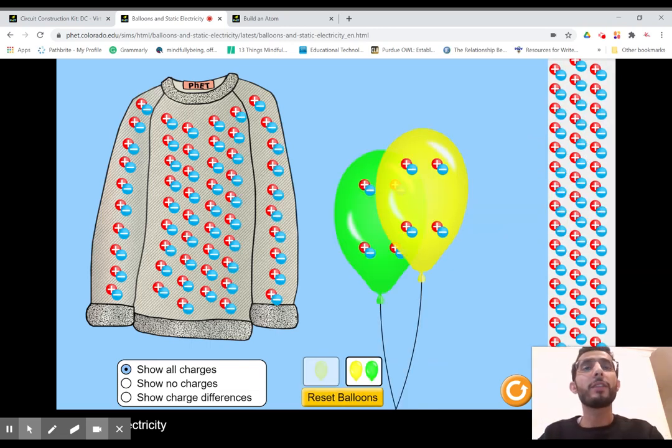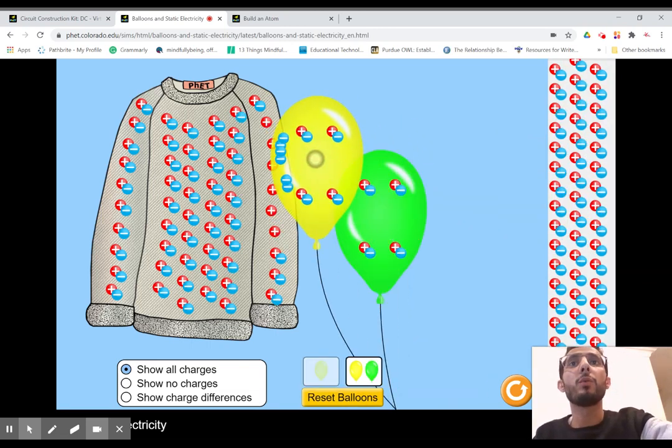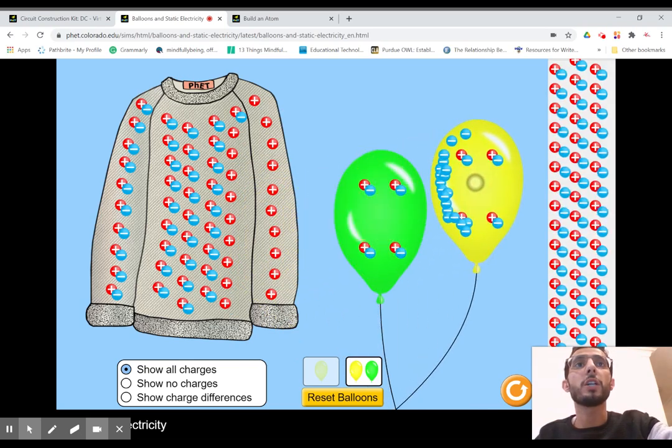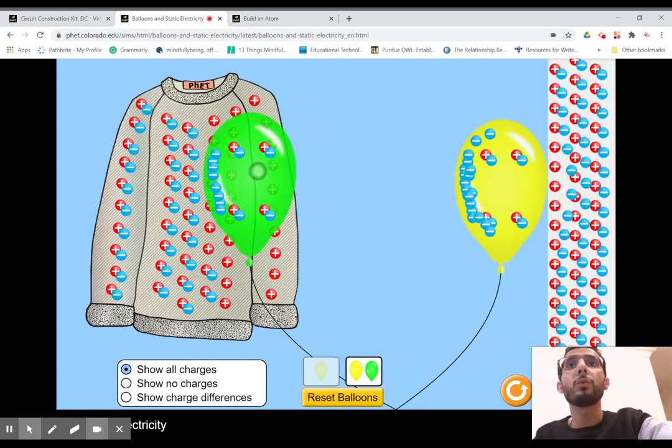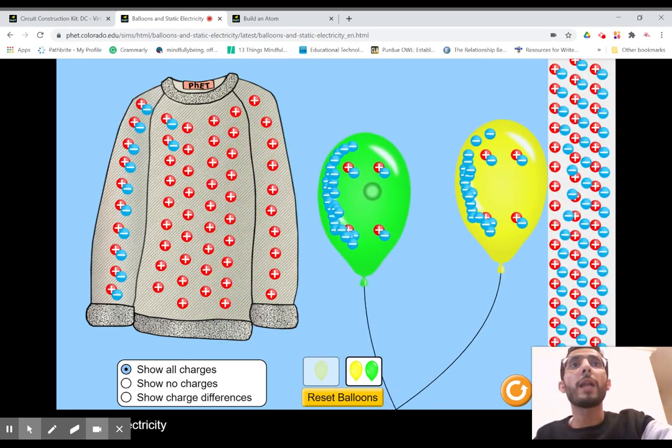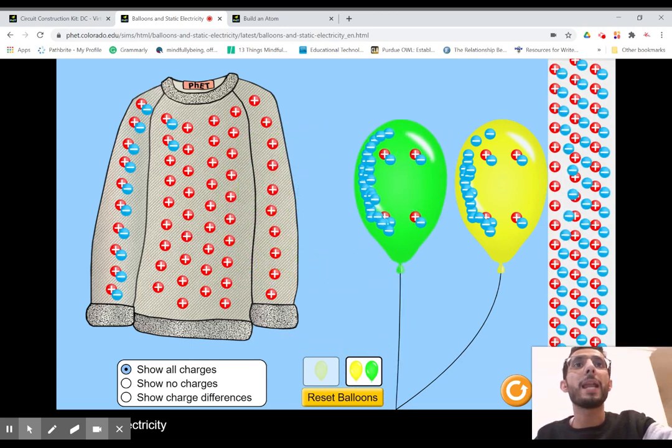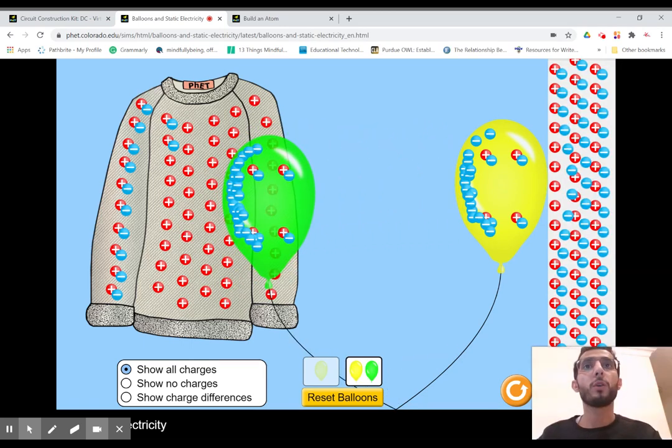Now, let us have these two balloons. Let me rub the first balloon in the shirt to make it negatively charged, and let us rub the second balloon to make it negatively charged. What will happen is that the two balloons will repel. Why do they repel? Because like charges will repel, but unlike charges will attract. So positive and negative will attract, while negative and negative will repel. Or positive and positive will repel, while positive and negative will attract.